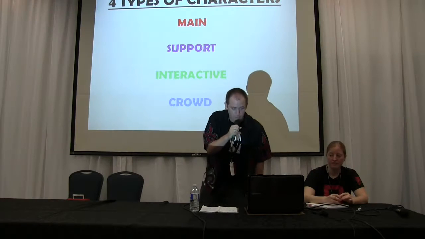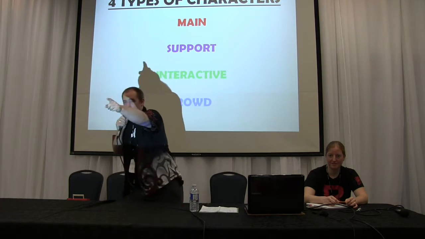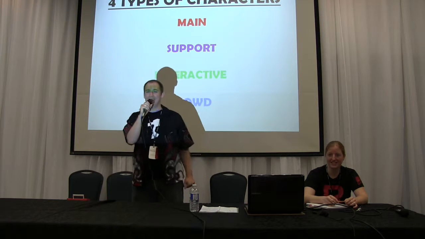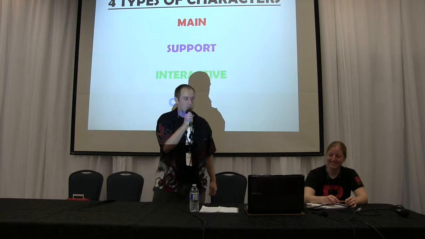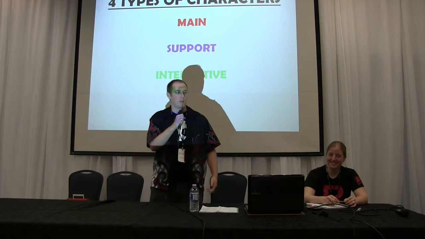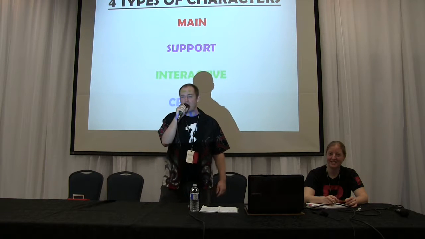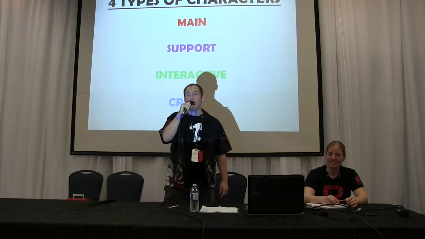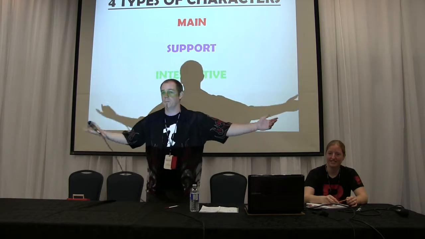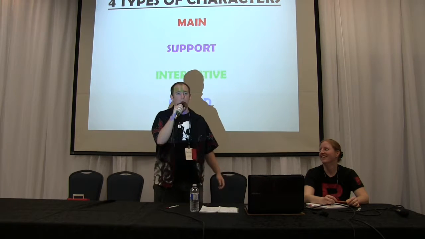So first of all, what are the 4 types of characters? Ba-ding! What's the first one? Me. Oh, you can read. Awesome. Ba-ding! Second one. Support. Support. Yes. Support. You didn't say it. Said support. And the third. Ba-ding! Interactive. Interactive. And the last one, everybody at the same time, 3, 2, 1. Blue. You're not technically wrong.